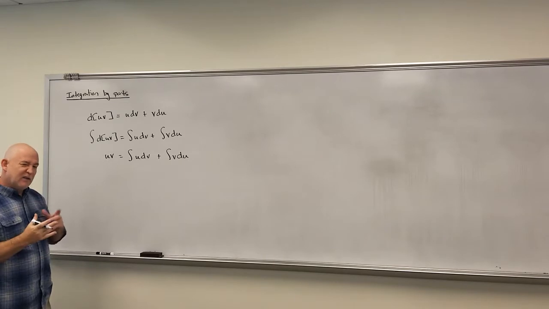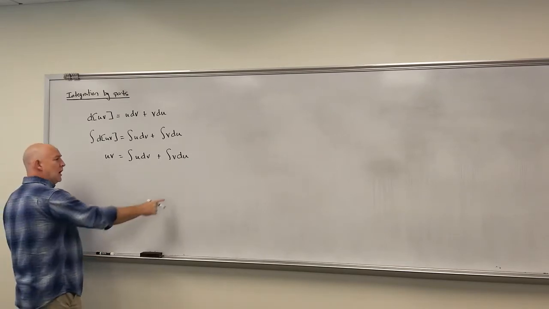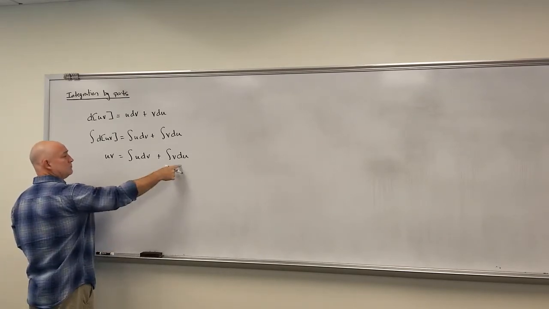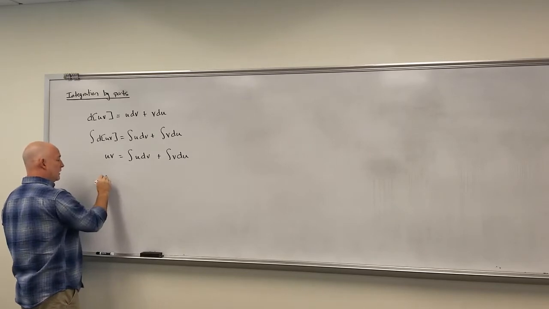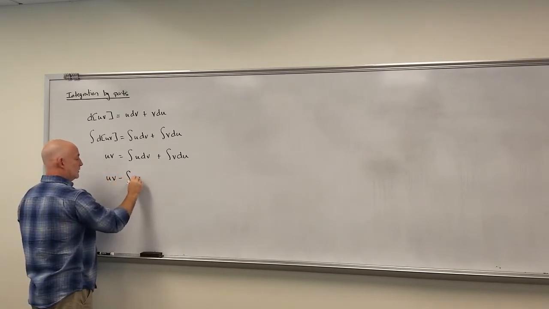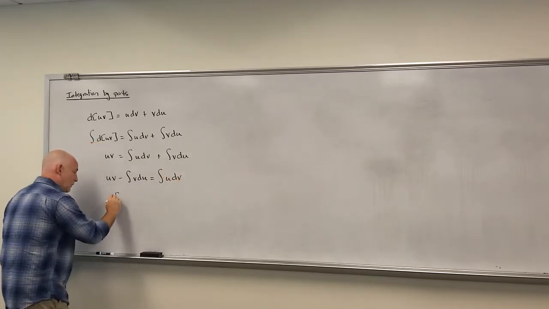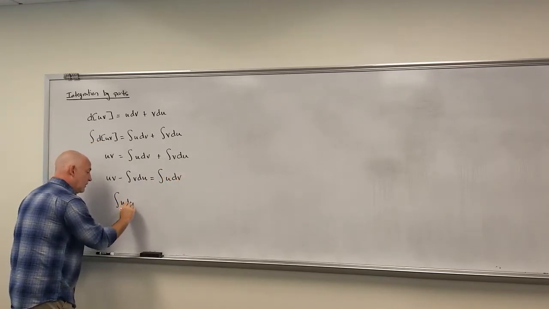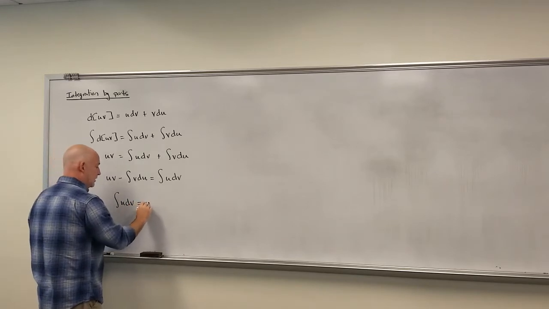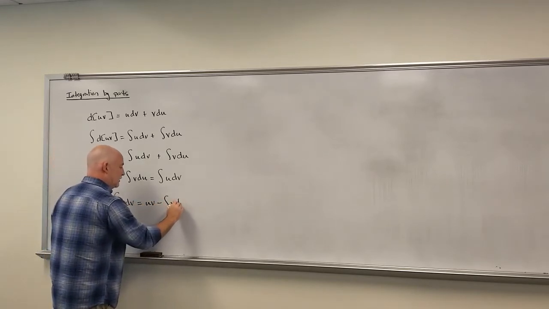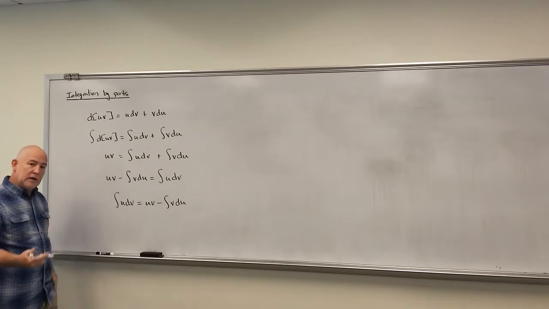However, here's where it gets a little weird and you're saying, why would you do this? I'm going to take this piece and move it over here. So I'm going to get uv is equal to the integral of u dv, or this is actually our formula for by parts. Now, you're like, well, that doesn't seem very helpful at all, because what did I actually get?